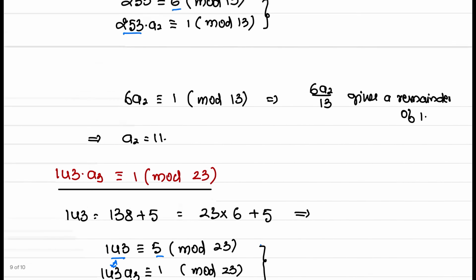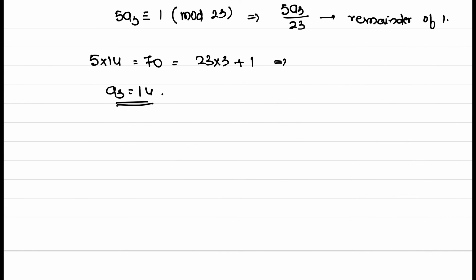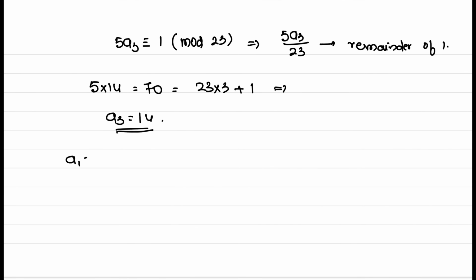Now we have got the values. A1 is equal to 6, A2 is equal to 11, and A3 is equal to 14. Now ultimately, what is this value?